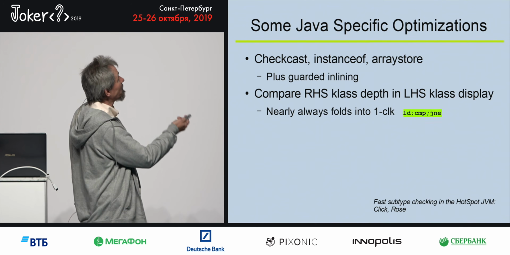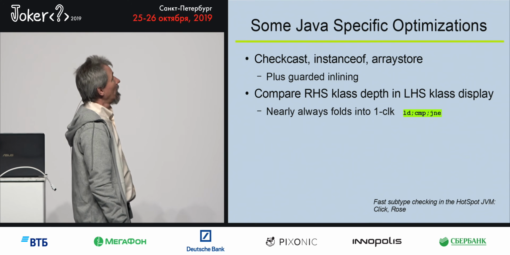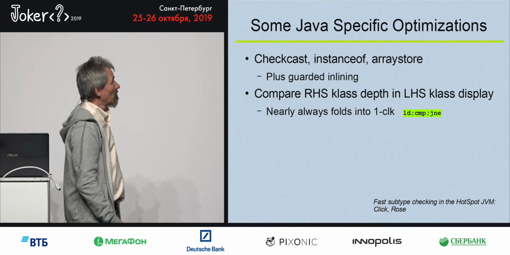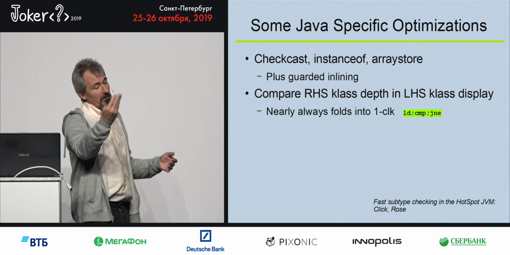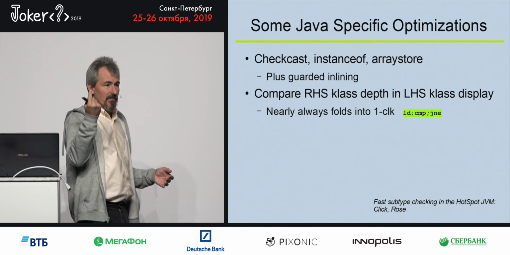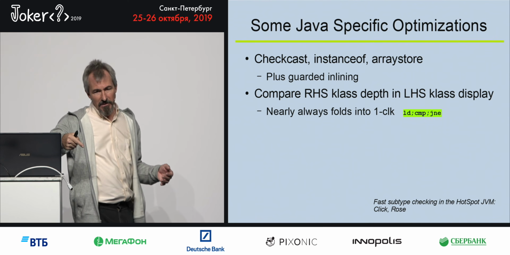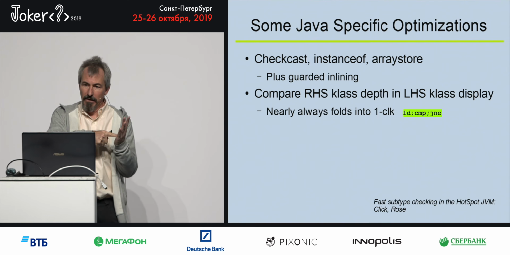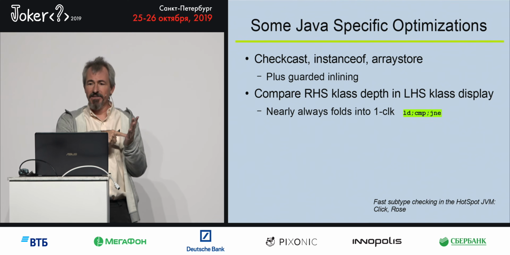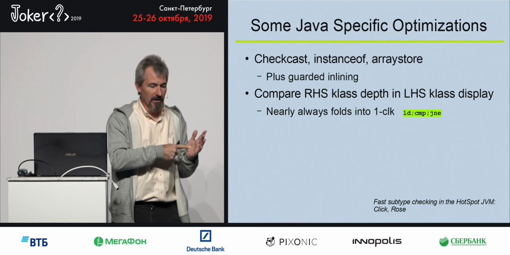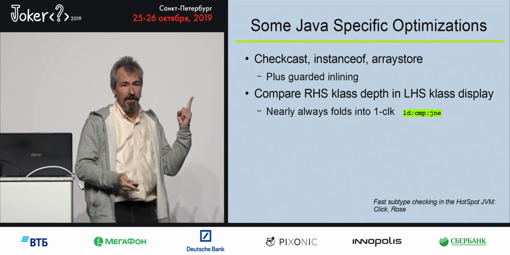Checkcast, instance of, array store, and also guarded inlining do a thing which I'm going to run out of time for, so go look at the paper. But is A an instance of a B? You look at the class hierarchy depth of B. It comes with a number: it's 2, 3, 4, 5 deep in the class hierarchy. You look that up in a fixed table based on the A. If you find a match, you're an instance of, and if you don't, you're not. It's a really cheap test. Typically it turns into a load, compare, branch, which is 1 clock on an x86.